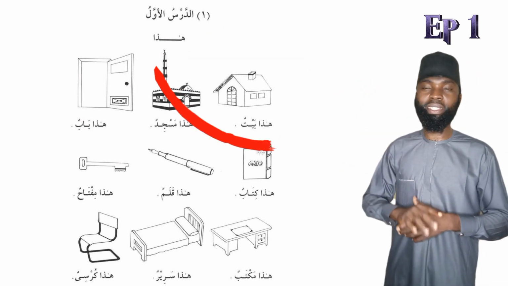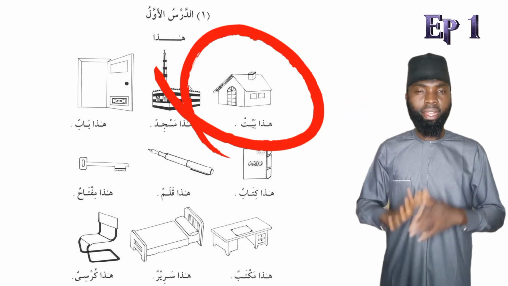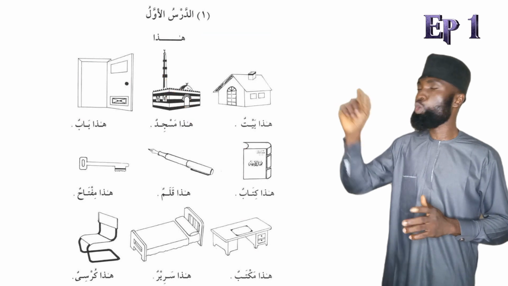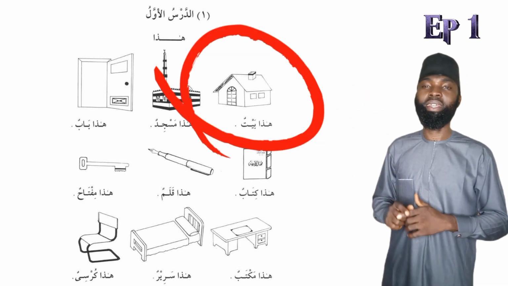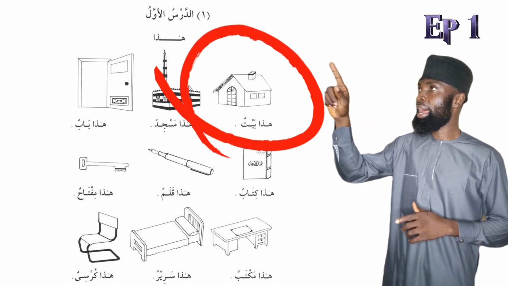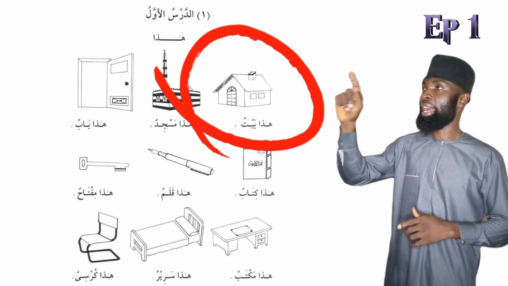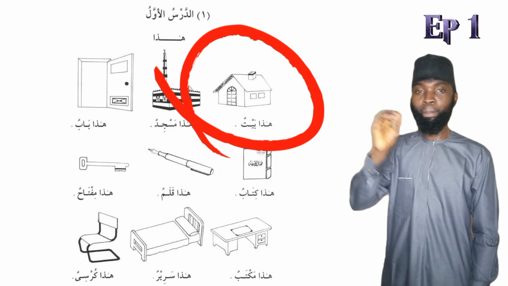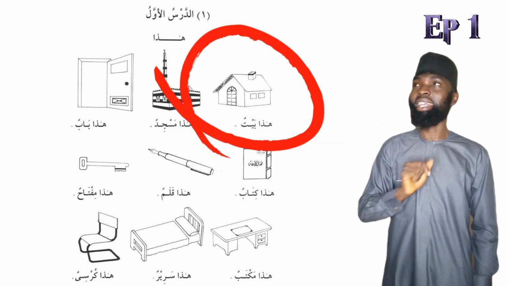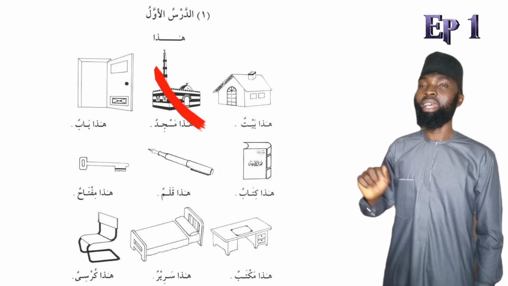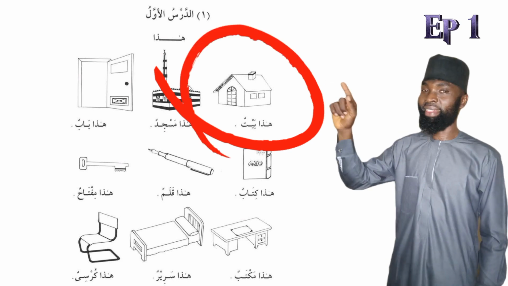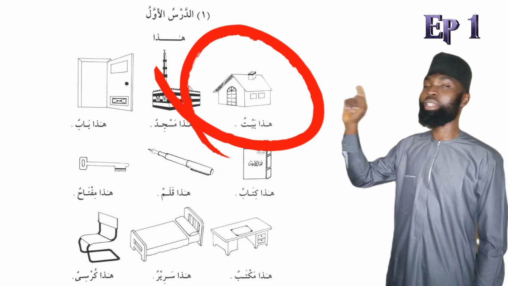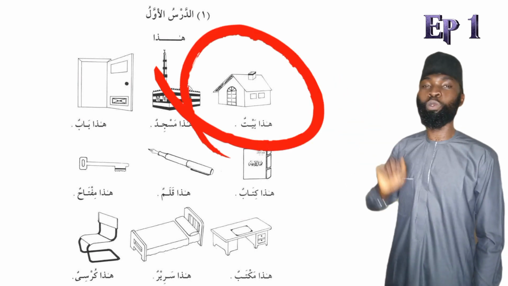Now, coming down, we see that the first image is the image of a house. In the Arabic language, the word that represents a house is baytun. Now we have under it hadha baytun. And we already said that the word hadha means this. Hadha baytun. This is a house.